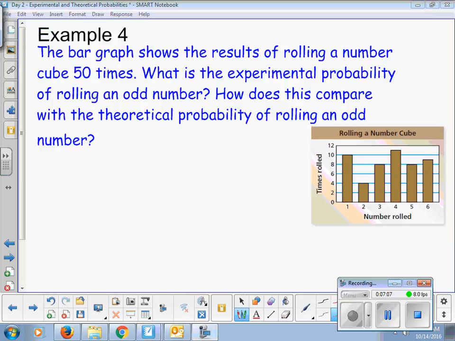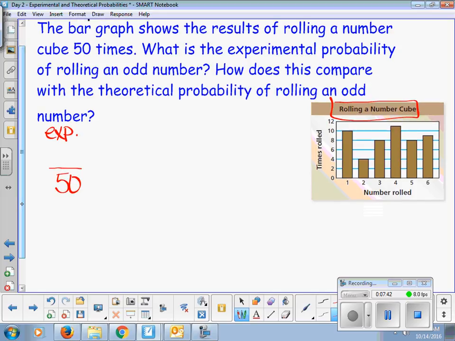Okay, so we are back at example 4. It's the one with our chart for rolling a number cube. The bar graph shows the results of rolling a number cube 50 times. What is the experimental probability of rolling an odd number? How does this compare with the theoretical probability of rolling an odd number? So if we're finding our experimental probability, we know that we rolled the number cube 50 times, so that's going to be our denominator. Of those 50 times, how many times did we roll an odd number?